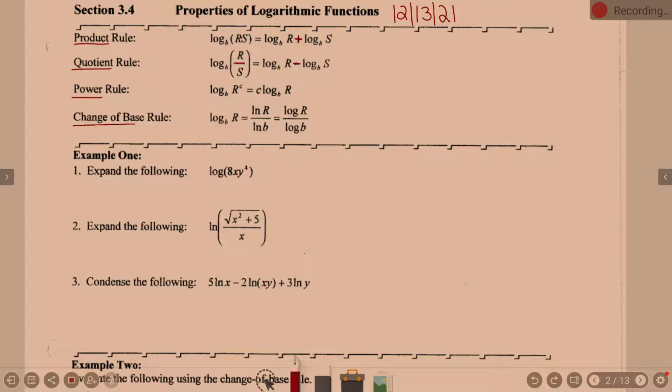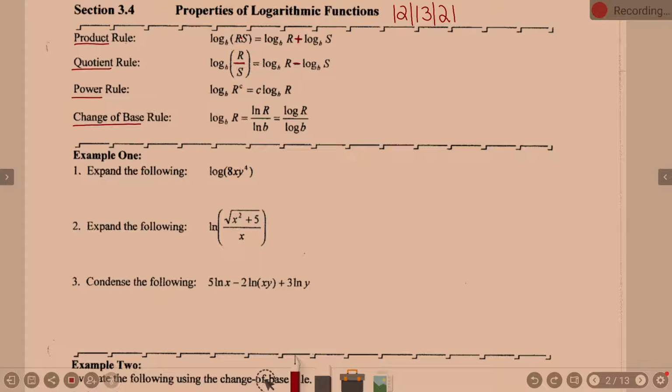And lastly, change of base rule. This is helpful if you're trying to do something on the calculator, but it's not in log 10 or a natural log. So the change of base rule says log base b of r can be rewritten with another log or with another base. So log base b of r could be rewritten as the natural log of r divided by the natural log of b. So notice it's the natural log of the inside divided by the natural log of the base.